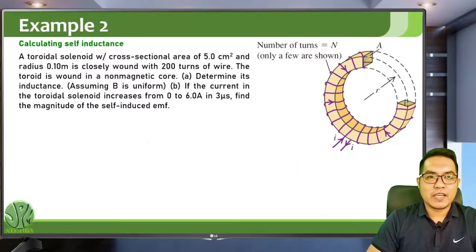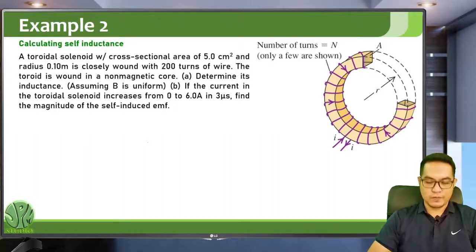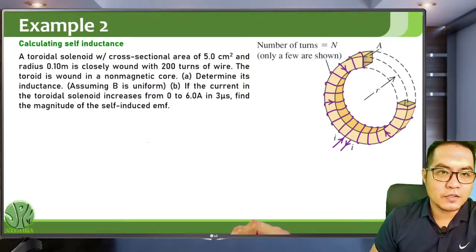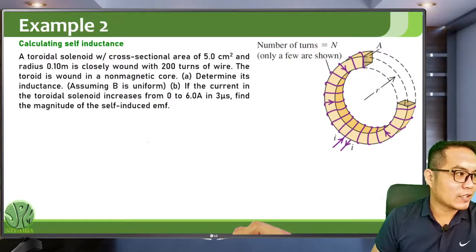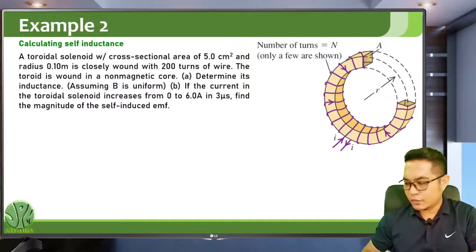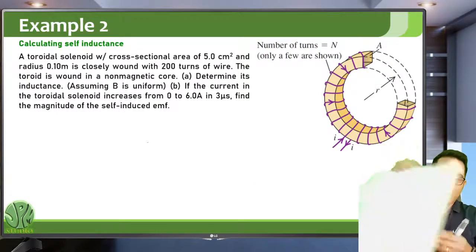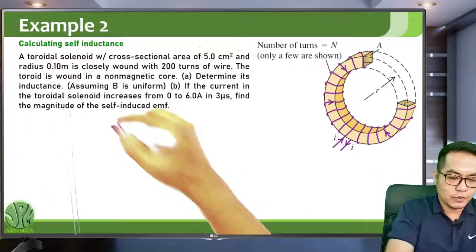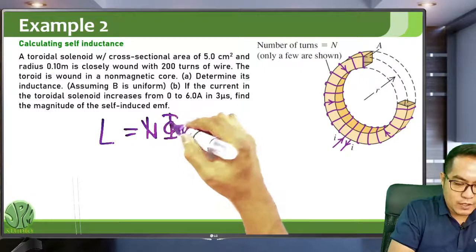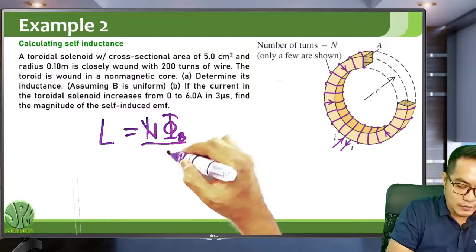Okay. So determine its inductance, assuming the magnetic field is uniform, and if the current in the toroidal solenoid increases from 0 to 6 amperes in 3 microseconds, find the magnitude of self-induced EMF. Okay, first question. So determine the inductance. Okay, so to solve for the inductance, we need to know the number of turns and the flux and the current.